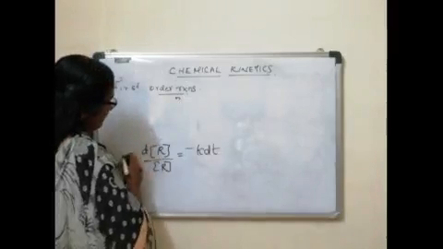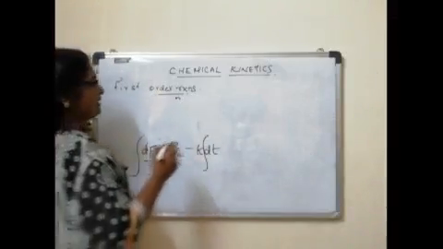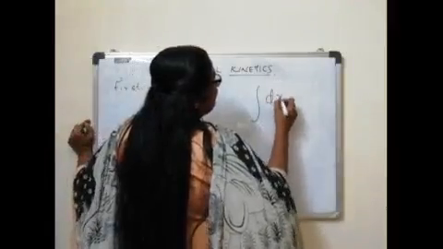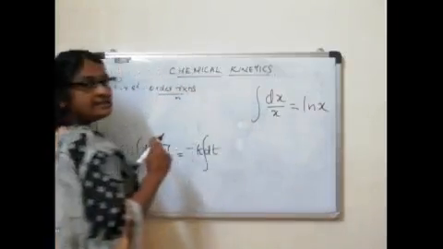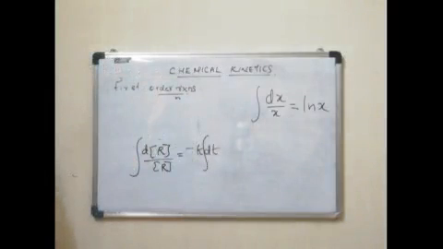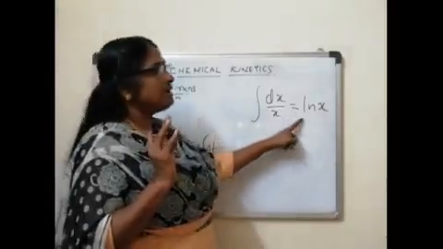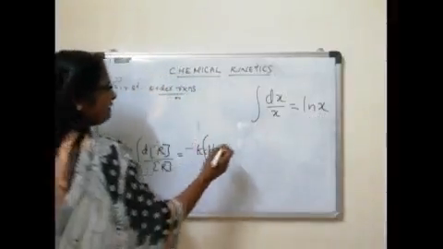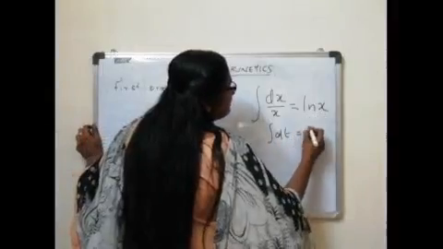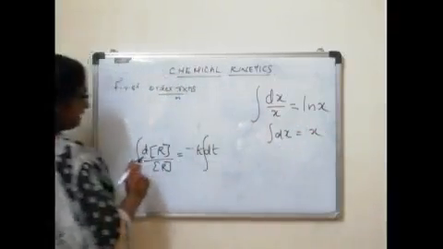Integrating this equation, that is integral dR by R is equal to minus k into integral dt. We know that integral dx by x is equal to ln x. Ln is known as the natural logarithm, whereas log is logarithm to the base 10. And as we saw yesterday also, integral dx is equal to x.